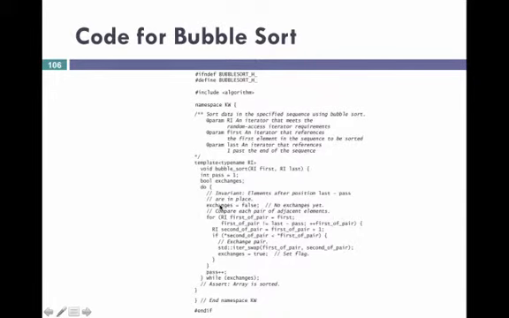And here we're using the exchanges Boolean value to recognize whether an exchange occurred. We'll continue sorting as long as an exchange has occurred during a pass. When we're done with this do while loop, the array will be sorted. And that's the end of this slidecast.